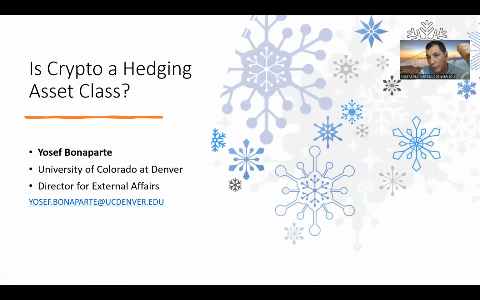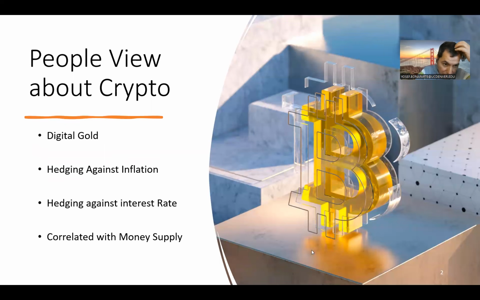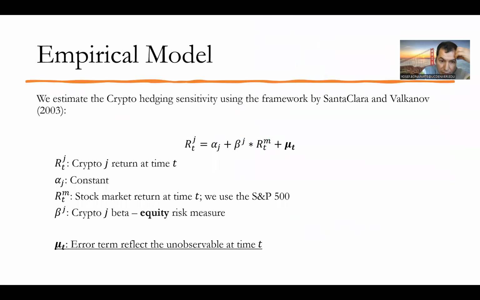So what we did today is we took a coin. Different cryptos give you different results. But we took this coin, Cardano, and examined, is it digital gold? If it's digital gold, that means it will co-move. When the gold price goes up, this will go up. Is it hedging against inflation? Is it hedging against interest rate, or correlated with money supply, or hedging against money supply? And then we did the model.